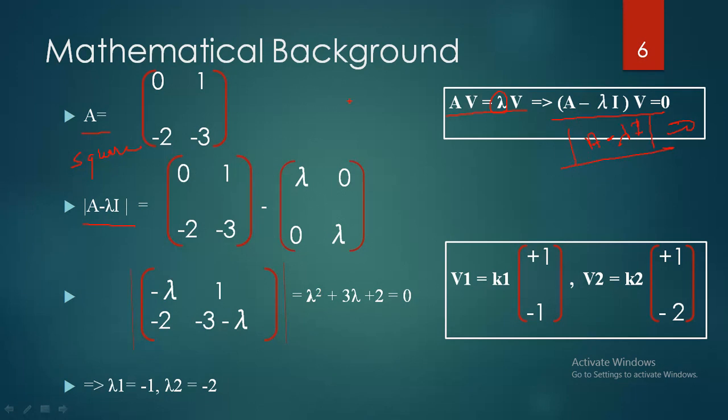So here the identity matrix you may consider as 1 0 0 1. If you multiply with lambda, it will become lambda 0 0 lambda. So all non-zero entries will be multiplied with 1. Further you simplify it and compute the determinant, you will get a quadratic equation like this. Solving the quadratic equation, you will get two values of lambda, lambda 1 and lambda 2. So this lambda 1 and lambda 2 are called eigenvalues.